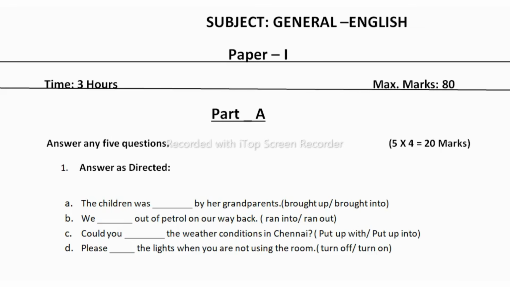So under part A, you're supposed to answer any 5 of the following questions. There will be 8 questions. Out of those 8 questions, you're supposed to answer any 5. Each question carries 4 marks. So that will be a total of 20 marks.